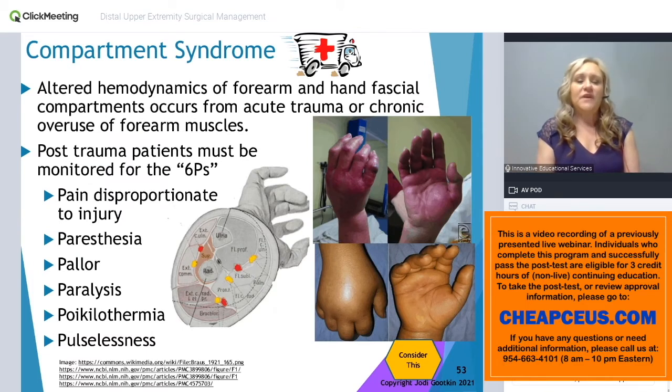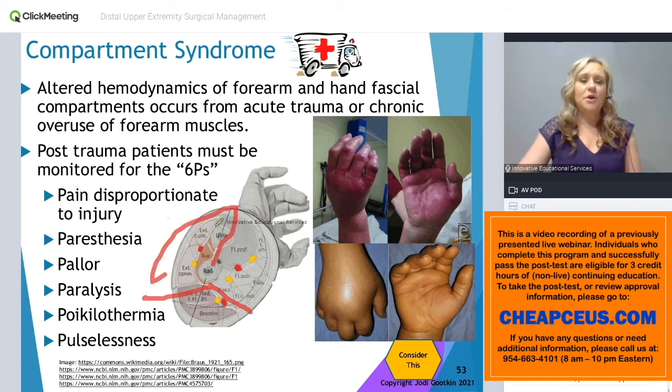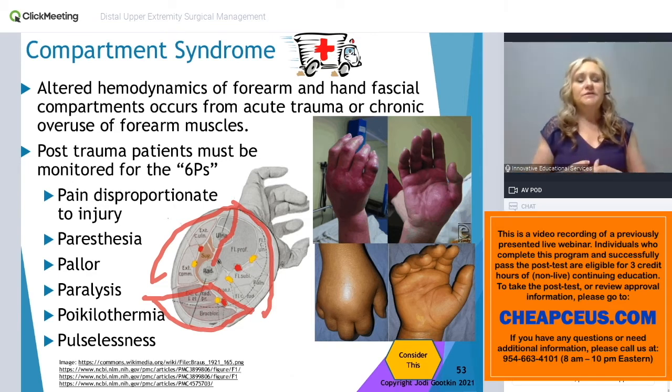Moving on to our fascia. In the distal arm, compartment syndrome involves altered hemodynamics in the fascial compartments in the distal upper extremity. We have these different areas where we have the bones in the middle and then our compartments where our muscles are passing. In addition, we have our nerves passing through and our vasculature. Individuals can either have acute compartment syndrome if they have a closed fracture in the area.